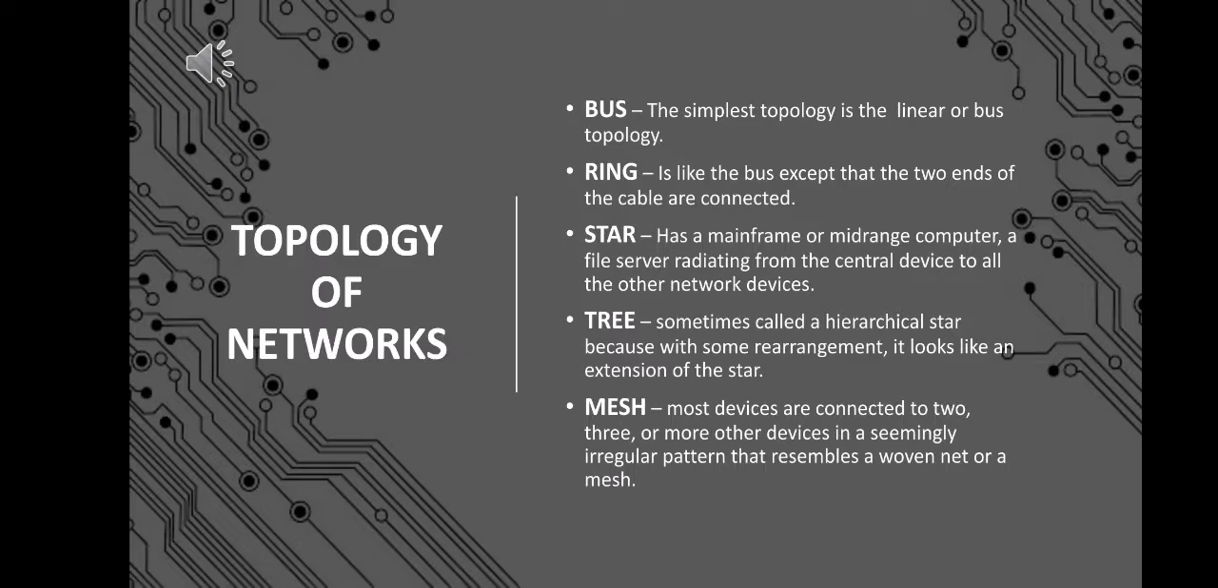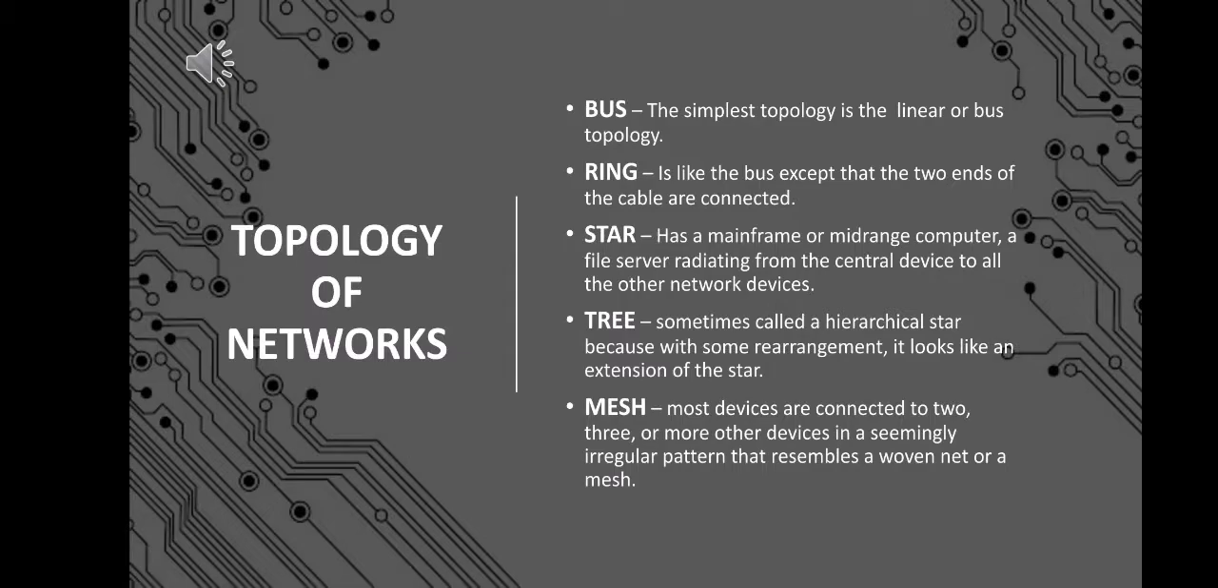The fourth one is the tree. A tree network or star-bus network is a hybrid network topology in which star networks are interconnected via bus networks. Tree networks are hierarchical, and each node has an arbitrary number of child nodes.